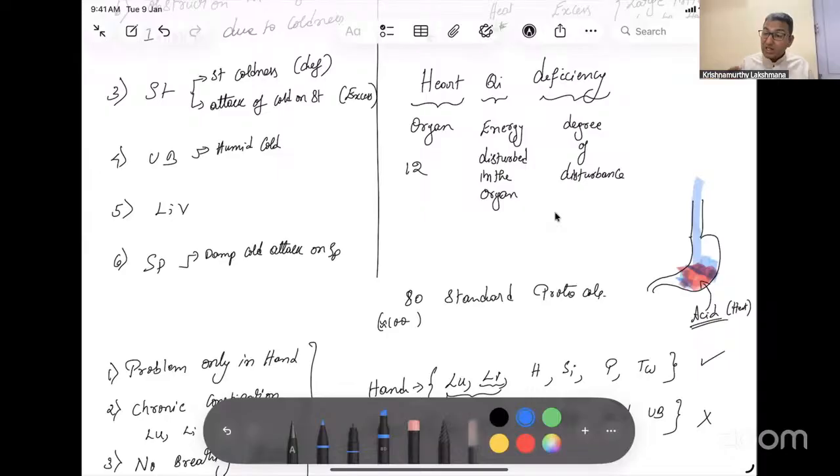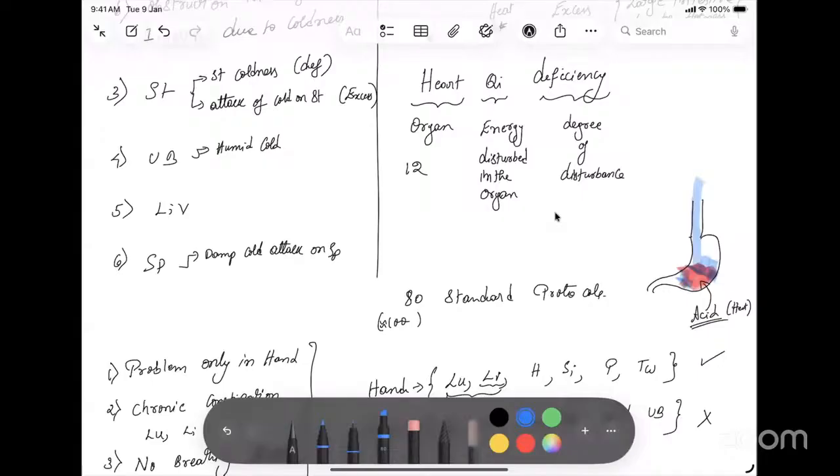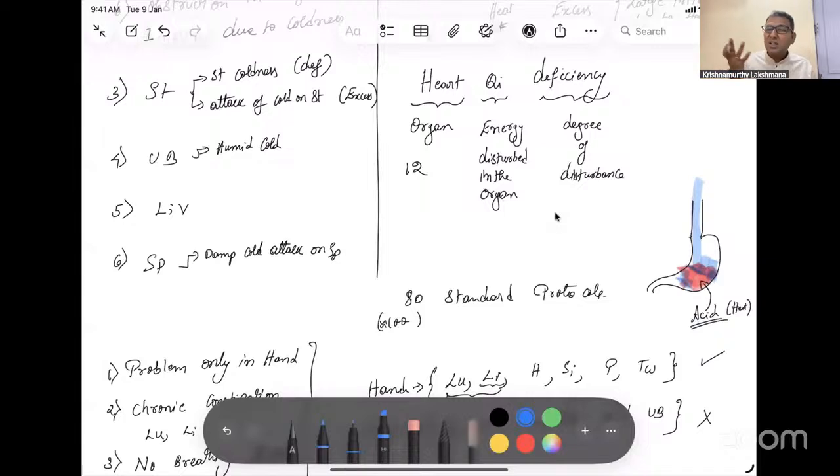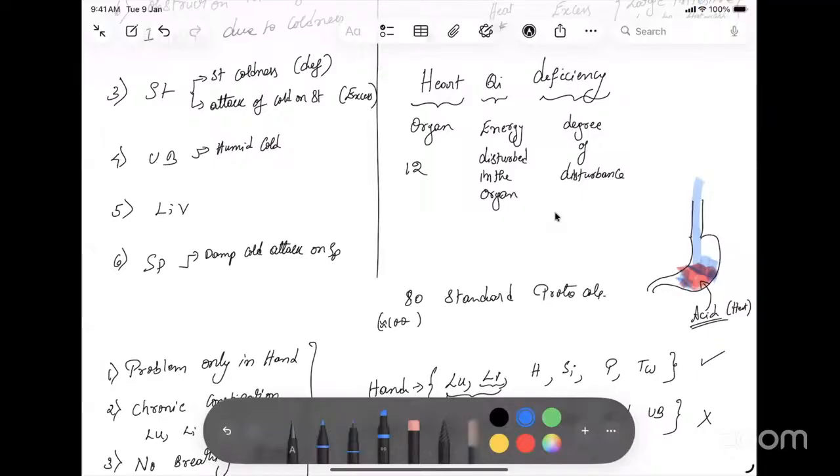It is a cold attack on stomach. And because of age factor or something, the stomach is not able to produce enough acids, etc. Then it is stomach coldness. It is a deficient condition.